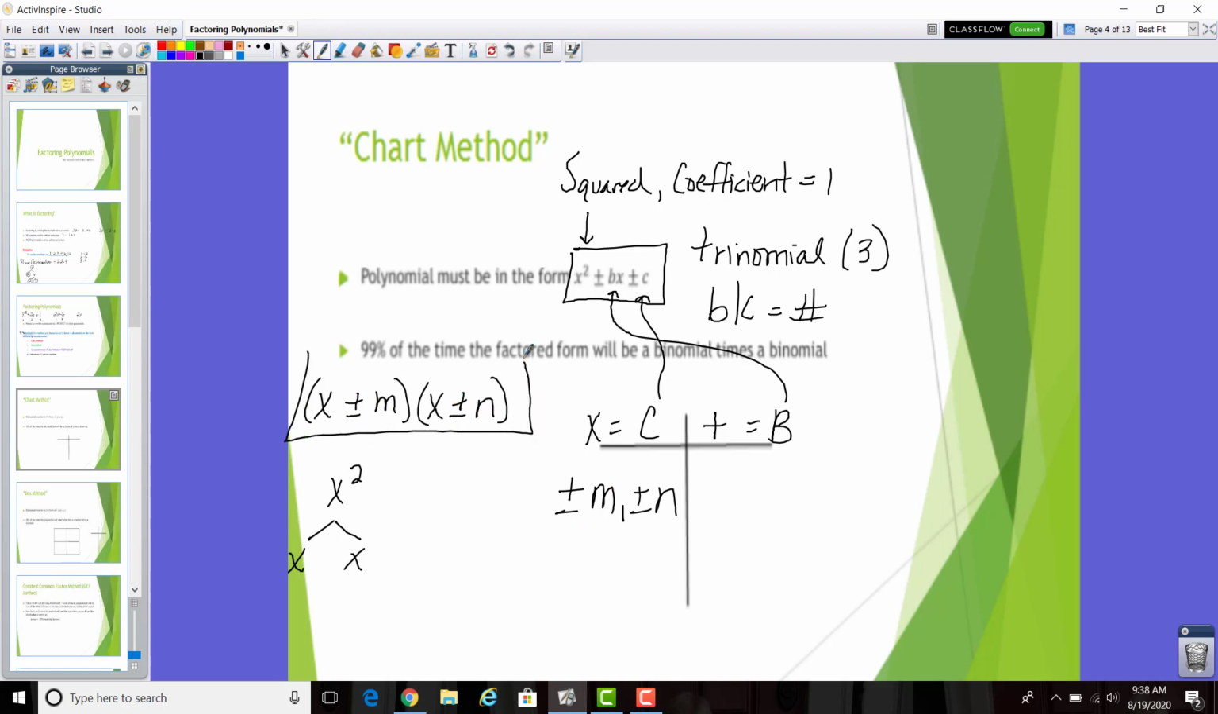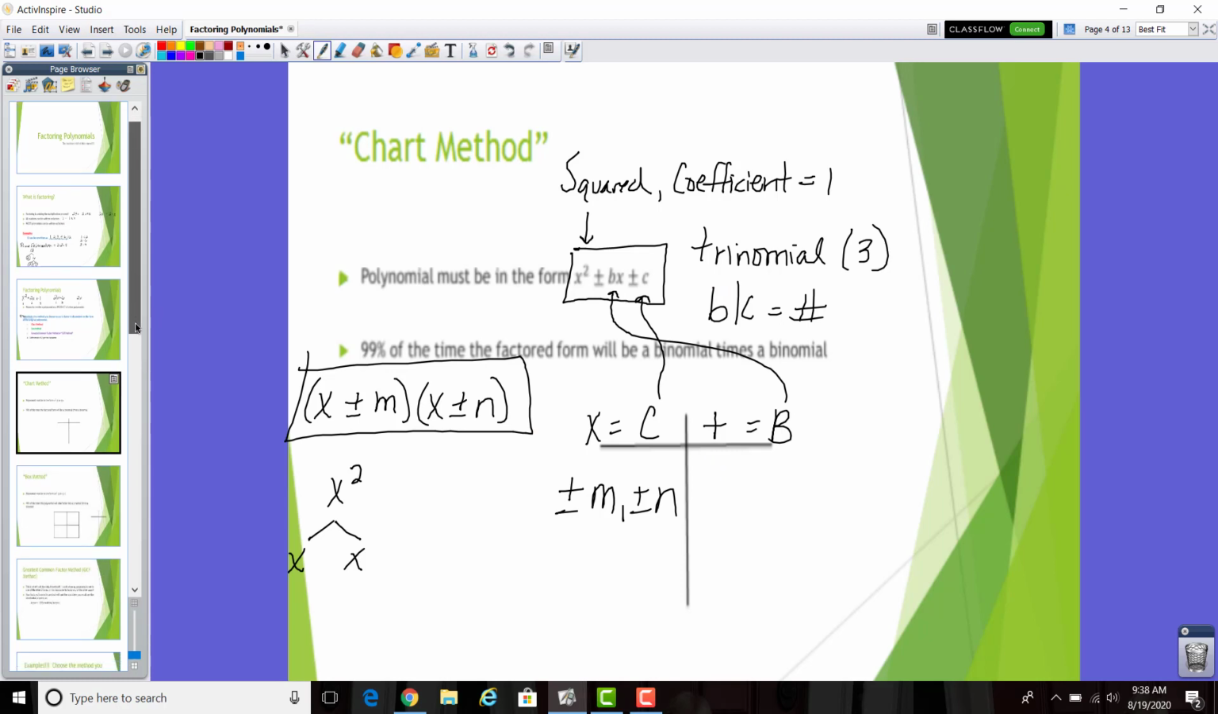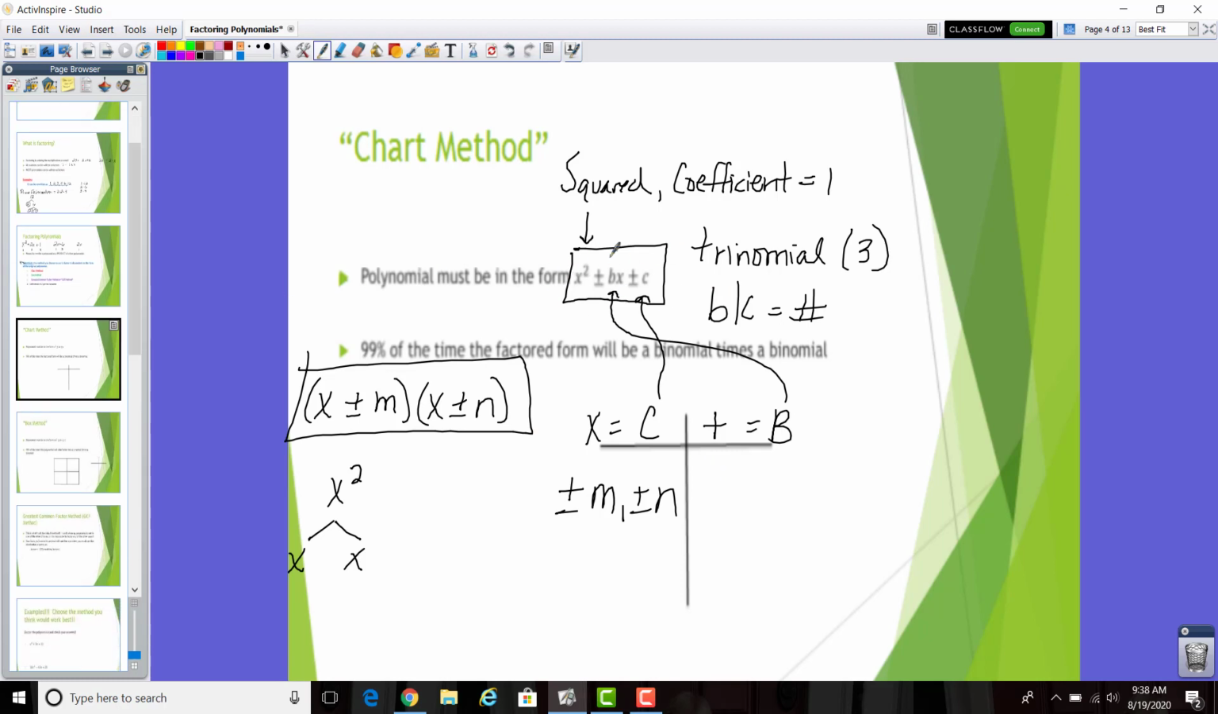Now I know I'm just working with letters right now and that might look a little weird, but we will eventually get to numbers. Okay, so that's the first method, the chart method. It has to be a three-term polynomial in this form. Coefficient is 1 in order to follow these steps for this method.